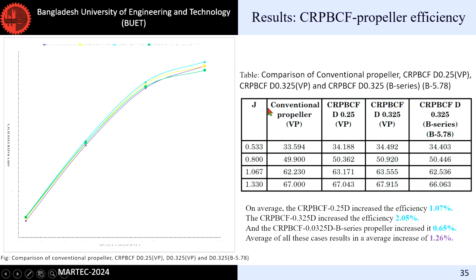On this slide, we have compared all three types of contrarotating propeller-Boscap fins. As we can see, on average, the contrarotating propeller-Boscap fin with 0.25 diameter increased the efficiency by 1.07%. And moreover, the contrarotating propeller-Boscap fin of 0.325 diameter increased the efficiency by 2.05%. And the contrarotating propeller-Boscap fin with 0.325 diameter B-series propeller increased it only 0.65%. On average, all these cases result in an average increase of 1.26%.